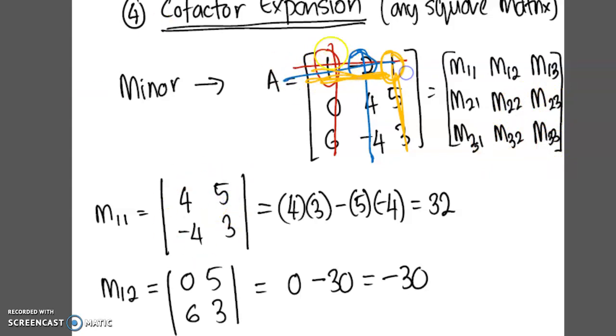Saya tutup first row, saya tutup first column. So yang 3, 4, 5 nanti 4, 3. Okay, tapi tak letak sign lagi. Okay, so you use AD minus BC here, get 32.